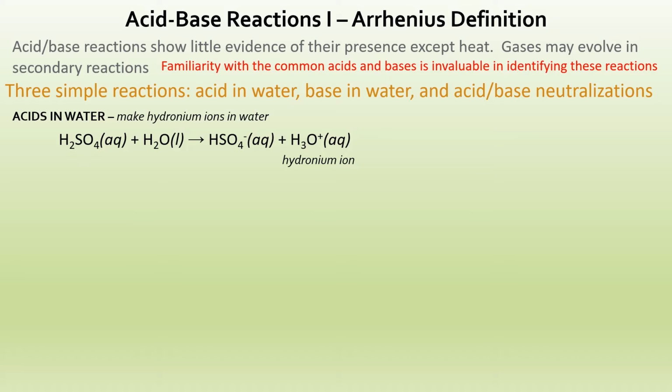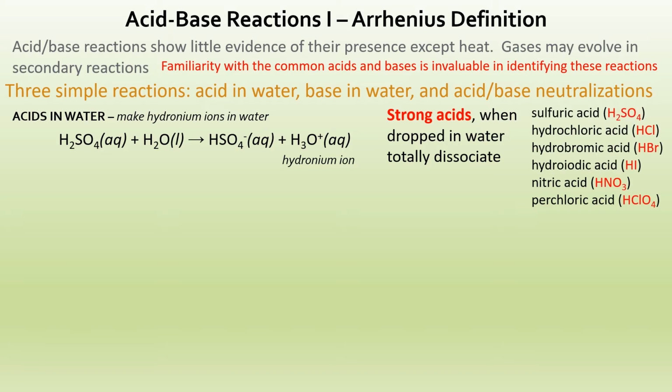Now, just as we have strong electrolytes that dissolve and totally dissociate when dropped in water, we also have strong acids that, when dropped in water, will totally dissociate to make an equal molar amount of hydronium ion. Sulfuric acid is one of these. Other strong acids to add to this list are hydrochloric acid, HCl, hydrobromic acid, HBr, hydroiodic acid, HI, nitric acid, HNO3, and perchloric acid, HClO4. Again, these acids, when thrown into water, totally dissociate. Thus, the single arrow left to right is appropriate.